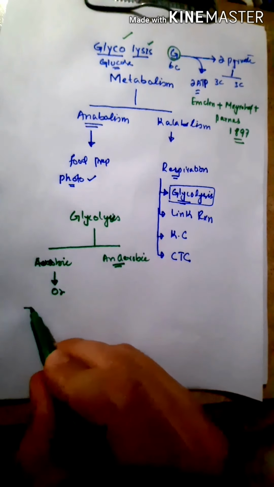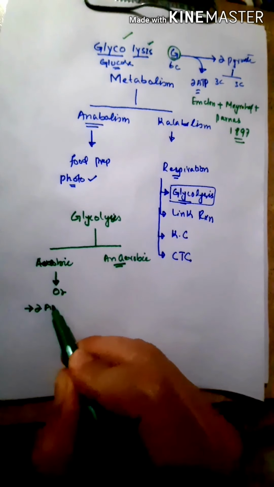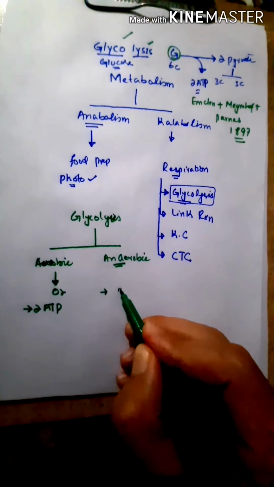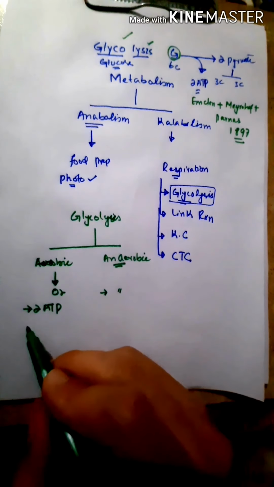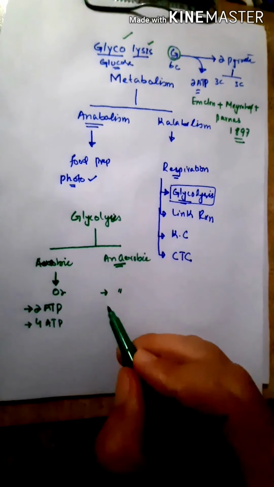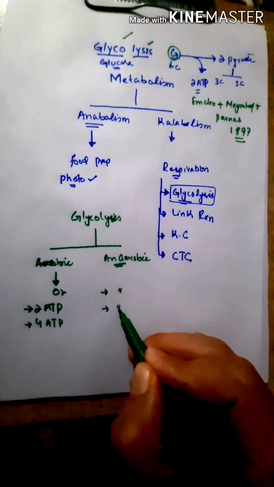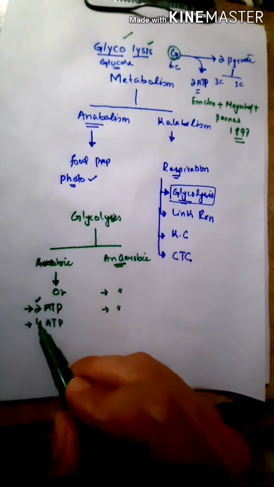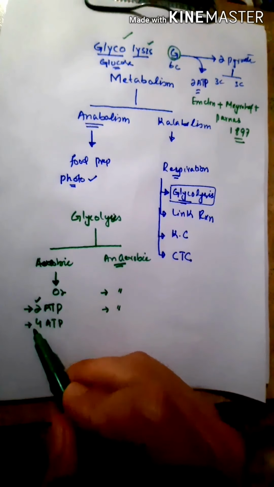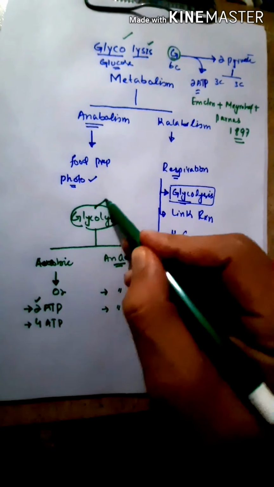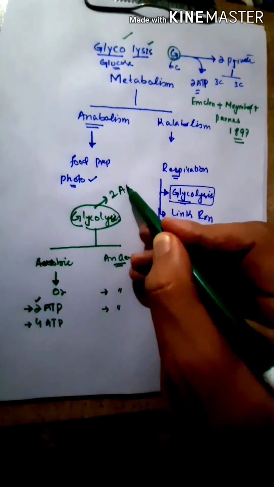In aerobic glycolysis, 2 ATP are consumed. In anaerobic glycolysis, also 2 ATP are consumed. In aerobic glycolysis, 4 ATP are produced, and it is the same for anaerobic glycolysis. 2 ATP are consumed and 4 are produced, so 4 minus 2, the net gain of ATP in the process of glycolysis is 2. We get 2 ATPs.